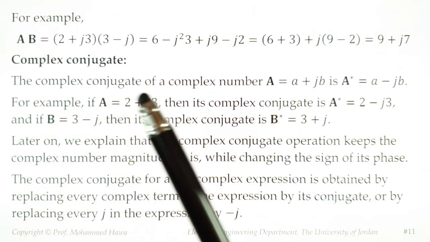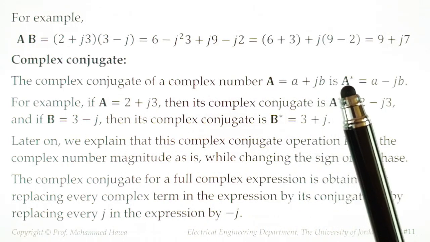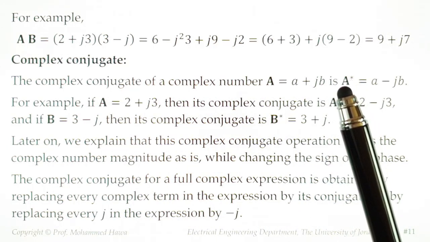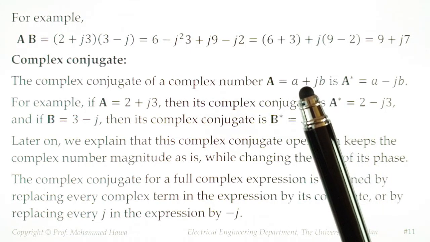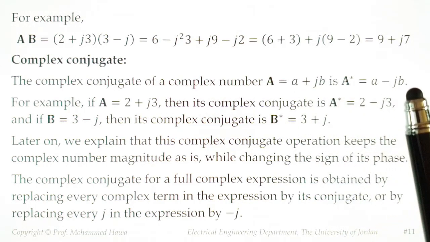The complex conjugate of a complex number A, which is equal to a plus jb, is by definition A star. When I write A star, it means the complex conjugate of the number A. What is the complex conjugate of this complex number? You want to switch the j into minus j. It's equal to a minus jb.